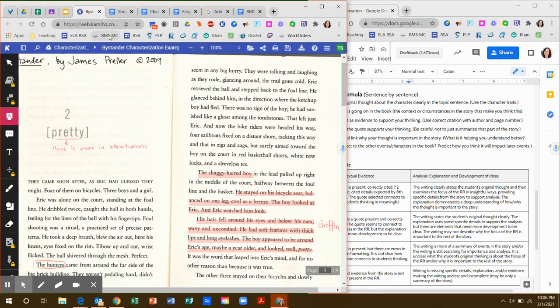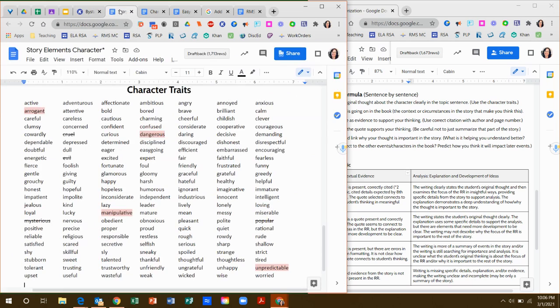So a tool that really helps me think about how to analyze a character is I use these character traits, this whole big list, because then if I can pick a word that I think describes a character, that helps me, because that's my thinking, right? It's my opinion about that character. And so that helps me to jumpstart my analysis and to have my own thinking be in this paragraph.